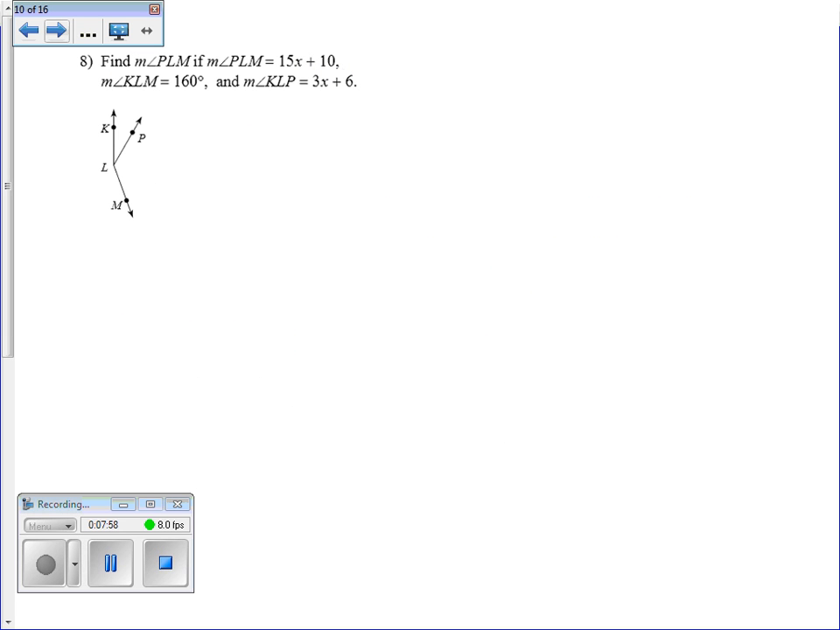Question 8, find the measure of PLM if PLM is 15x plus 10. Measure of angle KLM is 160. The measure of KLP is 3x plus 6. So P is on the inside, and my angle addition postulate applies to this. Measure of angle KLP plus the measure of angle PLM equals the measure of angle KLM.